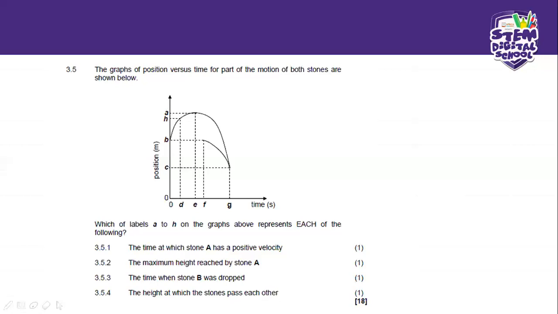Okay, which one represents the time at which stone A has a positive velocity? 3.5.2, the maximum height reached by stone A. 3.5.3, the time when stone B was dropped. And 3.5.4, the height at which the stones pass each other.